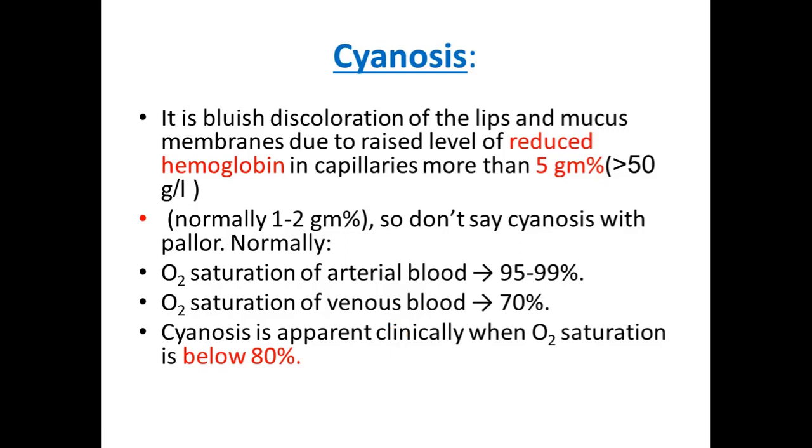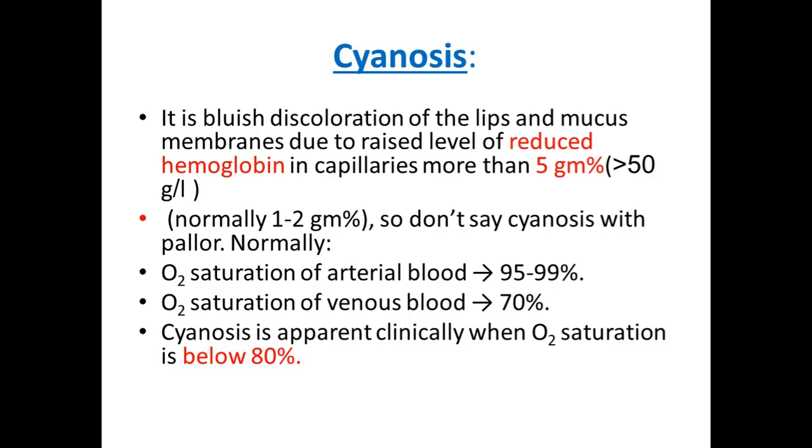The definition of central cyanosis is a common question during the exam. It is bluish discoloration of the lips and mucous membrane due to reduced hemoglobin of more than 5 gram percent, or more than 50 gram per liter. Normally, there may be 1 to 2 gram percent of this reduced hemoglobin.